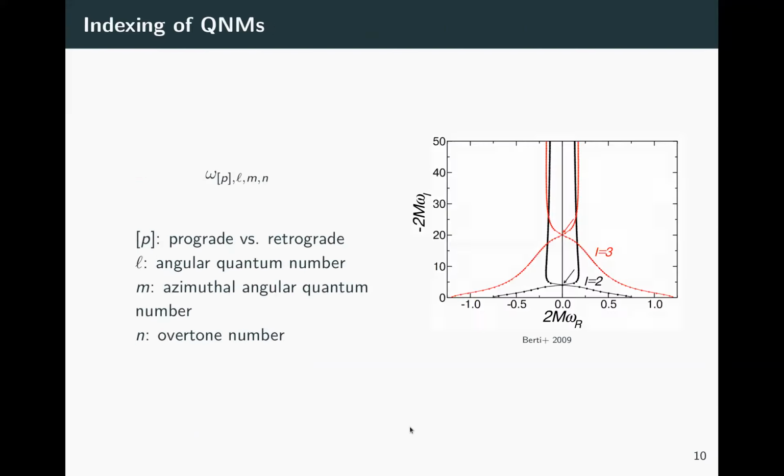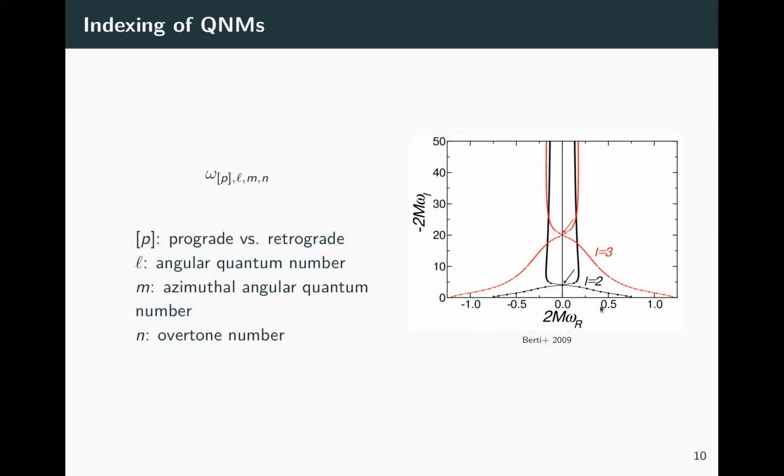Just to dig a little bit more, so these omegas, it's an infinite family, and there's different ways you can index these, but I'll index it this way. This is how we did it in the paper. We have P, which stands for prograde versus retrograde, L, which is the L angular quantum number, M, which is that azimuthal number you already saw, and N is called the overtone number.